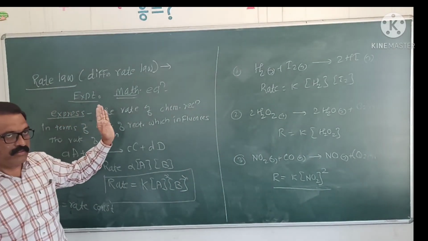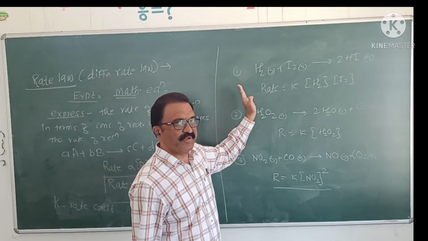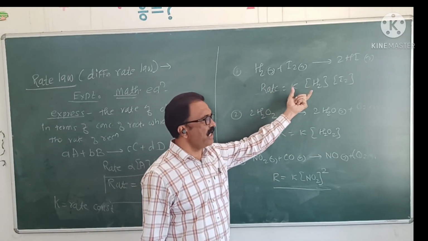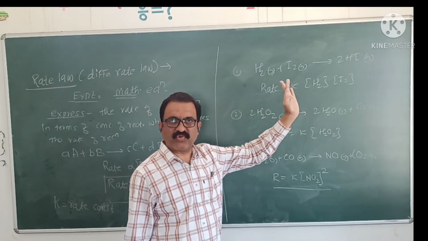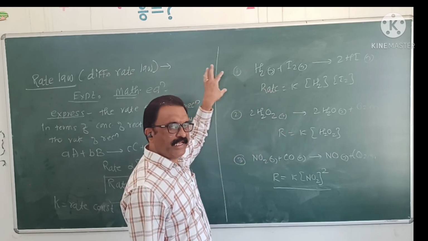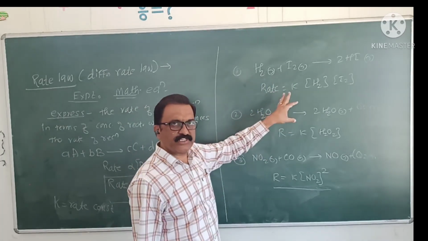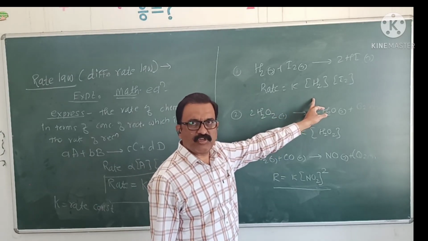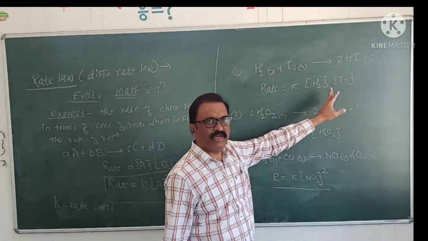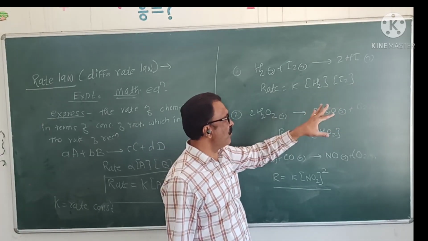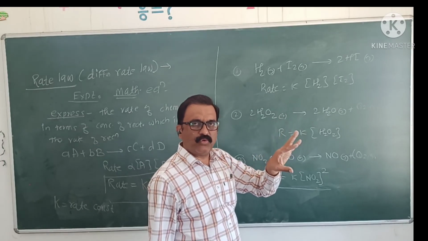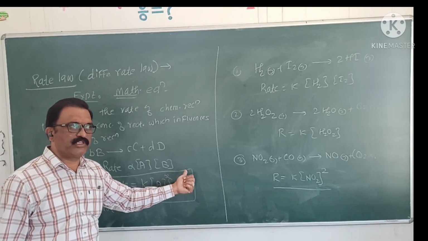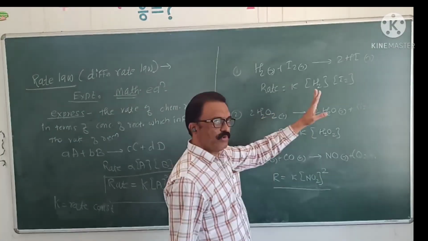The rate for given different chemical reactions. The first reaction in which hydrogen gas reacts with iodine gas to form two HI, hydrogen iodide. By applying the rate law, the rate equation will be obtained like this: a rate constant multiplied by concentration of hydrogen into concentration of iodine. That is, x and y are both equal to 1 in this reaction.